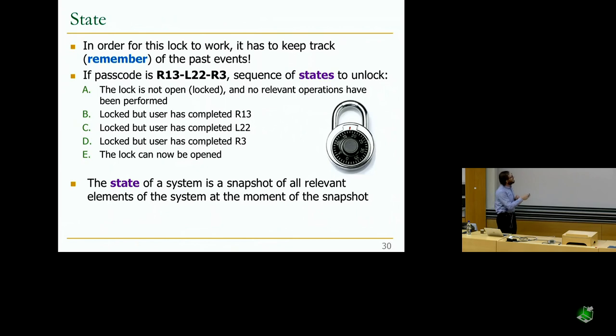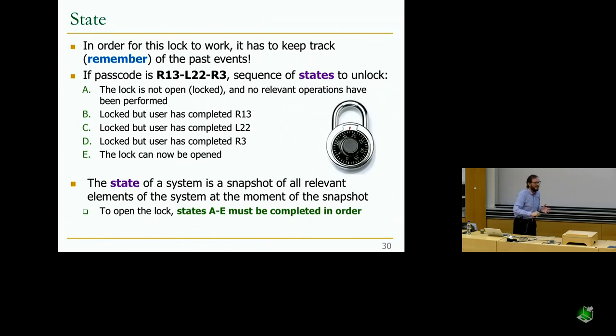Basically, what is the state? The state of a system is a snapshot of all relevant elements of the system at the moment of that snapshot. Basically, what you've done so far. For example, to open this lock, the states must be completed in order. You need to move from state, let's assume that state A, you need to move from state A to B, B to C, C to D, and D to E.